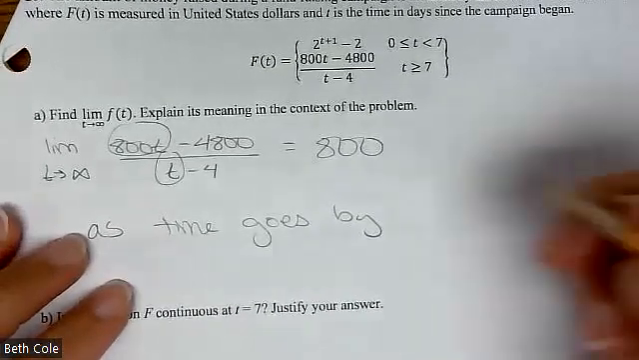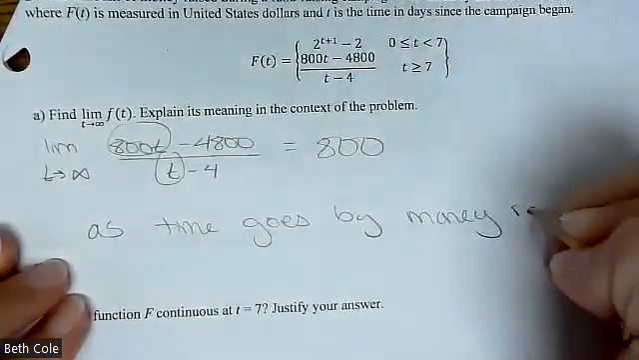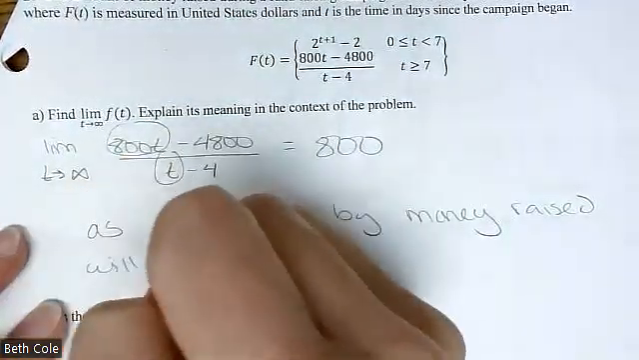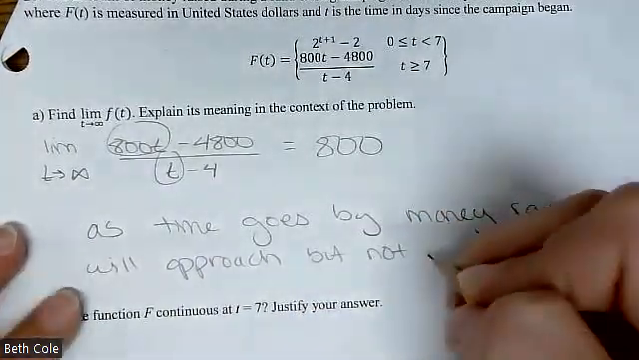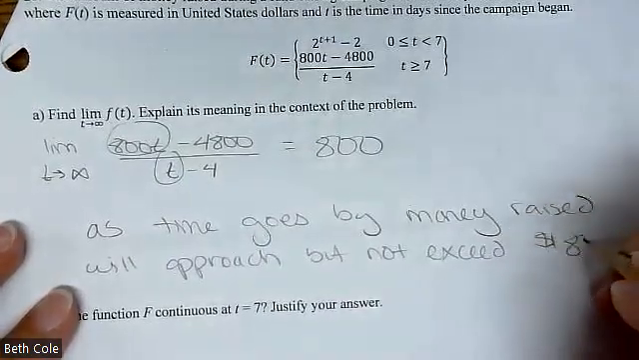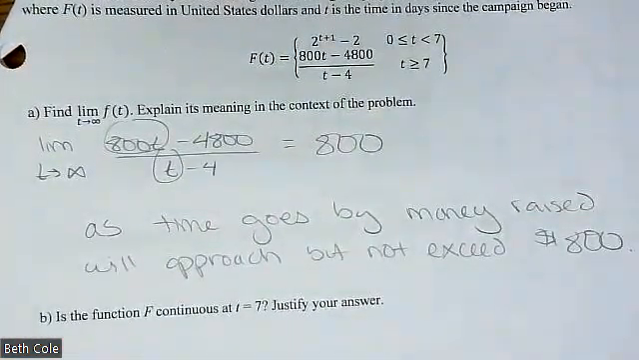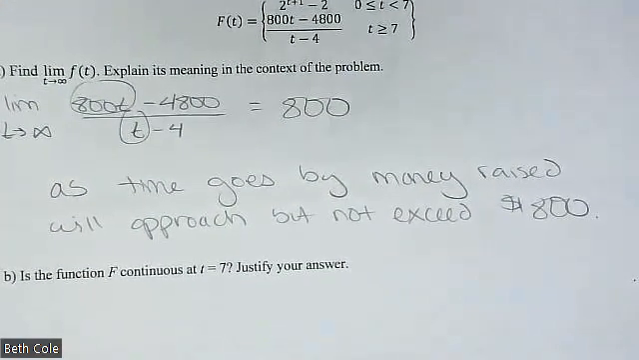As time goes by, money raised will approach, but not exceed $800 or something to that effect. As time increases forever and ever, you're not going to be able to raise more than $800. It just means maybe you're selling candy bars and you saturated the market with candy bars, so no one's buying any more candy bars. You know what I mean?